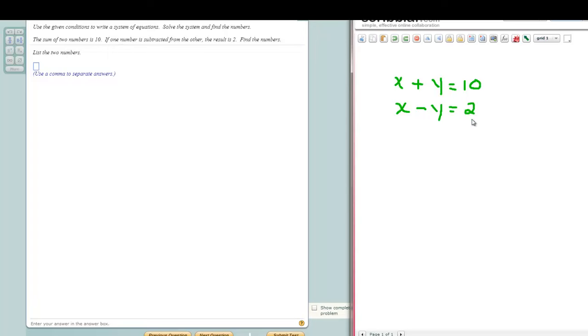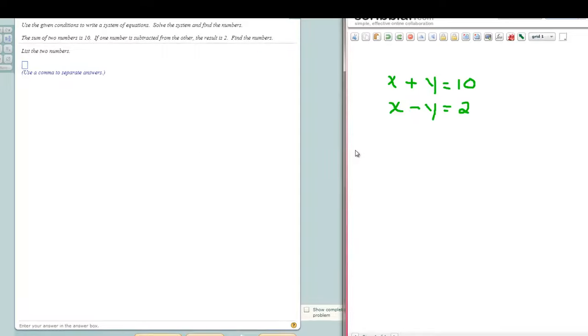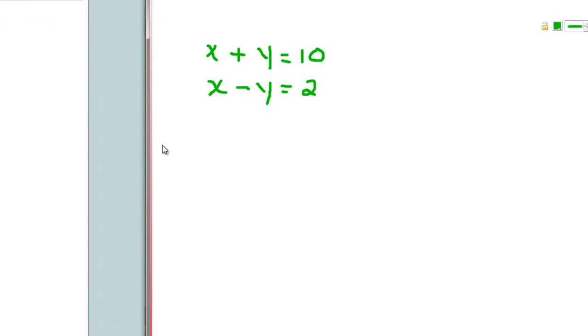Okay, so from here there are so many different ways you can solve this. You have elimination, you have substitution, you have graphing, you have matrices. This one here is very easily set up as elimination, so let's just go with it. I can add these two equations together, and that actually gets rid of the y. x and x give me 2x. The y's cancel and it equals 12. And so dividing by 2, you get x equals 6.